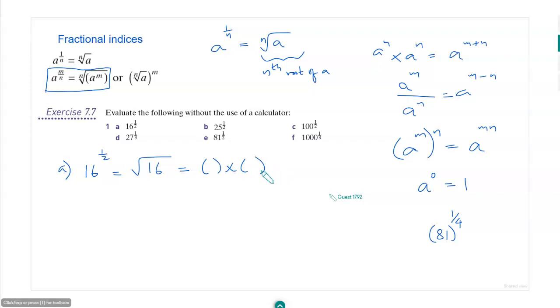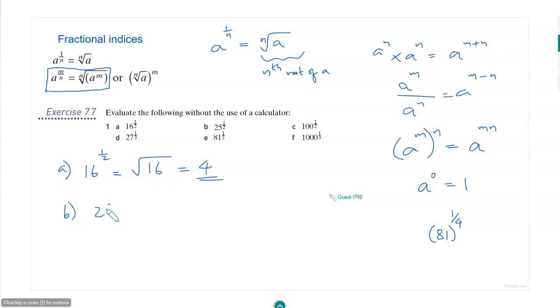Square root of 16. Eight times 8 is 16? No. 4. Yeah, so square root of 16 is 4.